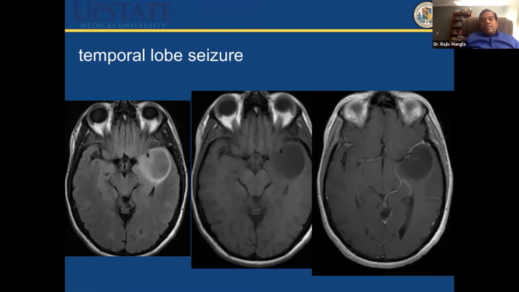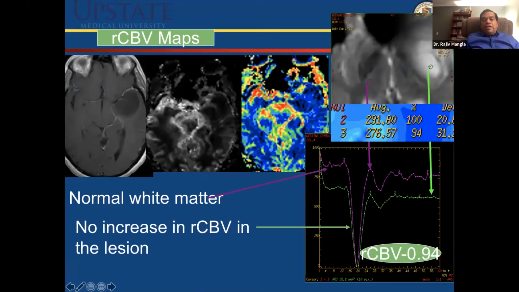We use DSC, dynamic susceptibility contrast imaging. This is a case of a low-grade glioma type of picture, a non-enhancing tumor in the left temporal lobe, and we do perfusion, and indeed the perfusion is very low. So it was indeed a low-grade glioma.